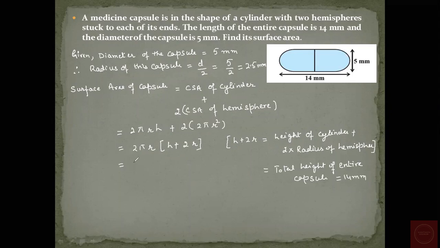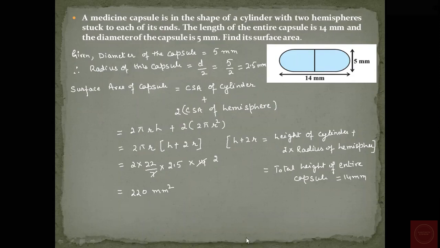So we can write here 2 into 22 by 7 into radius, which is here 2.5, and total length is given as 14. Now we can solve this and get the answer. After solving this, we get the surface area, that is 220 millimeter square. That is the total surface area of this given capsule. Right? So now move to the next question.